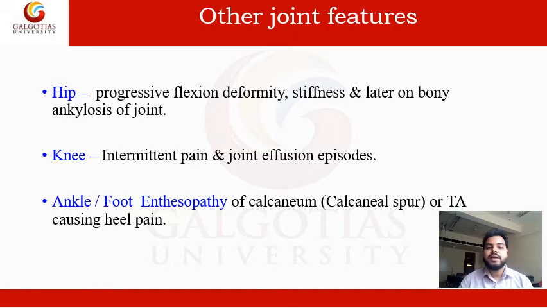Hip joint: progressive flexion deformity, stiffness, and later on bony ankylosis of the joint. Knee: intermittent pain and episodes of joint effusion. Ankle and foot: enthesopathy of the calcaneum, so a calcaneal spur can also occur, and it causes heel pain at the tendo Achilles insertion.